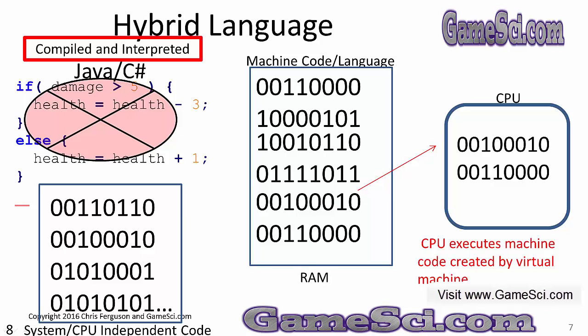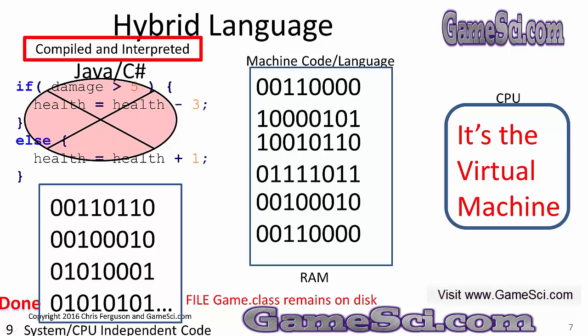Can you clearly see what a hybrid is? We compile into one form and then interpret to the machine-specific machine code. It's the virtual machine. That's the important key ingredient of a hybrid language. A virtual machine sets up a system-independent code that it tries to interpret.